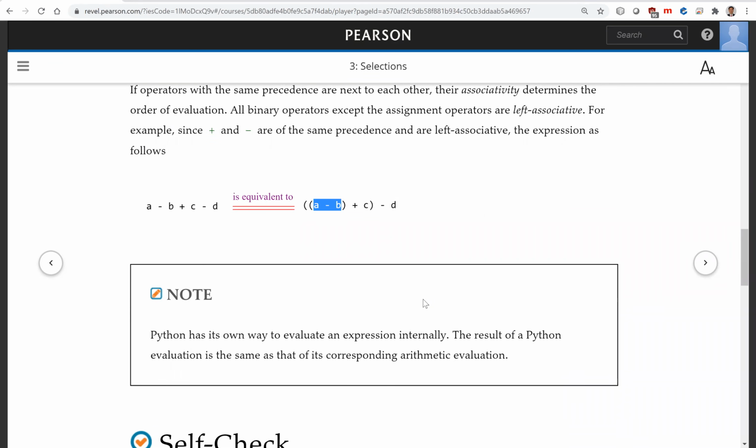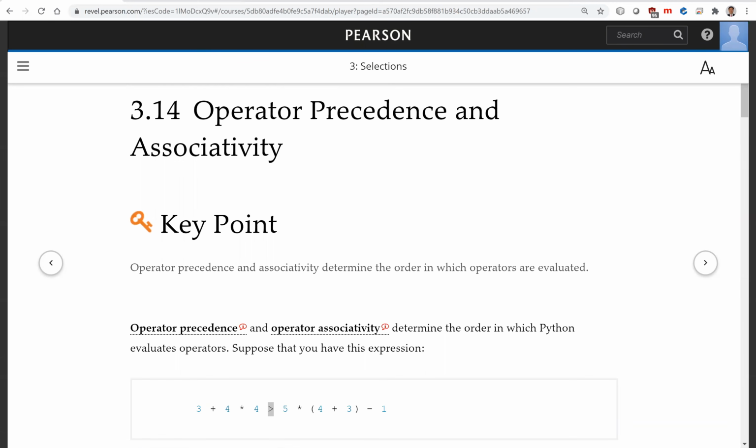So please note that Python has its own way to evaluate an expression internally. The result of Python evaluation is the same as that of the corresponding arithmetic evaluation. That is all for this section on operator precedence and associativity.